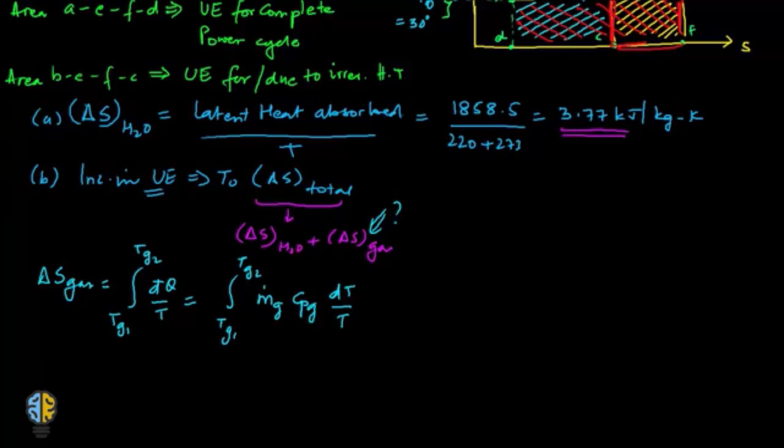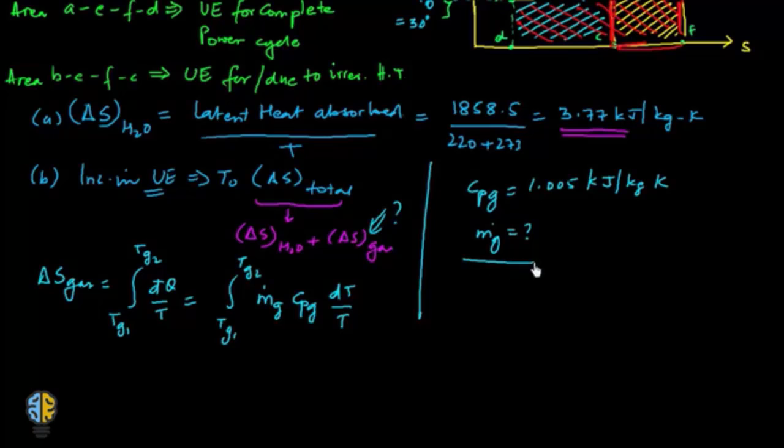So let's go back to the question. It says the specific heat capacity of the gases is 1.005 kilojoule per kg Kelvin. But I am not sure about the amount of mass flow rate in the case of the gases. So how do I find out this particular quantity?